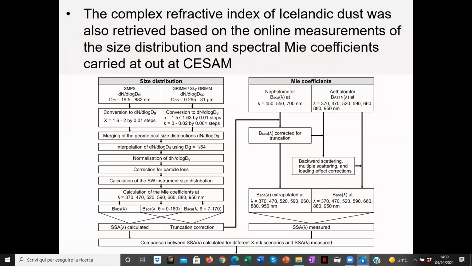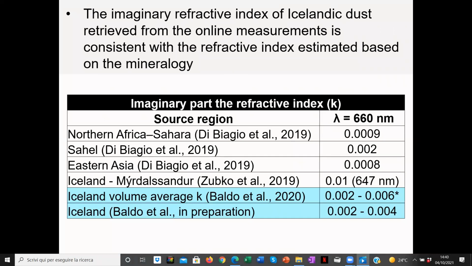The complex refractive index of Icelandic dust was also retrieved using the online measurement of the size distribution and spectral Mie coefficient, which were conducted during the campaign at CISAM. The imaginary index retrieved using the online measurement varies from 0.002 to 0.004. Also in this case, these values are a little bit lower than the imaginary index estimated by Zupko et al., but these are comparable to the volume average imaginary index estimated using the chemical composition.